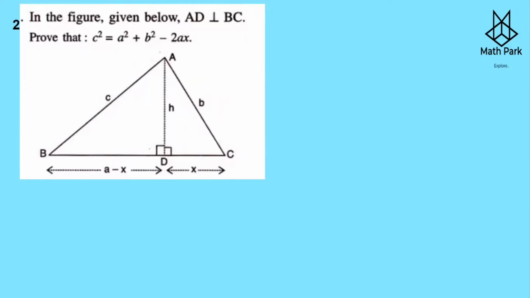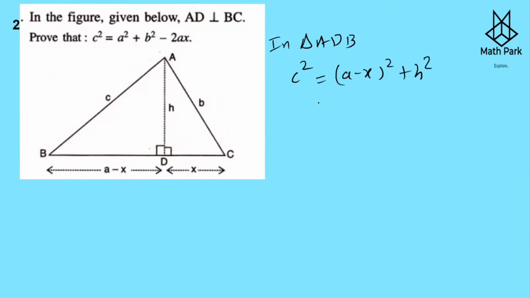We start with the second question of this exercise 13b. In the given figure below, you have AD perpendicular to BC. You have to prove c square is equal to a square plus b square minus 2aX. Now we can apply the Pythagoras theorem for two triangles over here. So if we apply the Pythagoras theorem for triangle ADB, you have c square, which is the hypotenuse, equal to BD square, which is (a minus X) the whole square, plus h square.